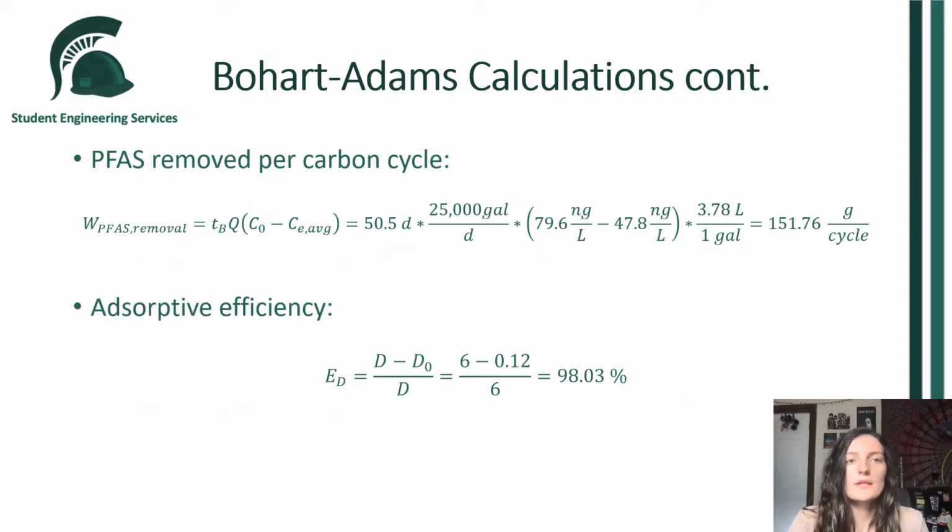This slide is just showing a continuation of some of the equations used in the Bohr-Adams model. The PFAS removed per cycle was able to be calculated at 151.6 grams per cycle, and the adsorptive efficiency was 98.3%, which is very good and acceptable for a design system.